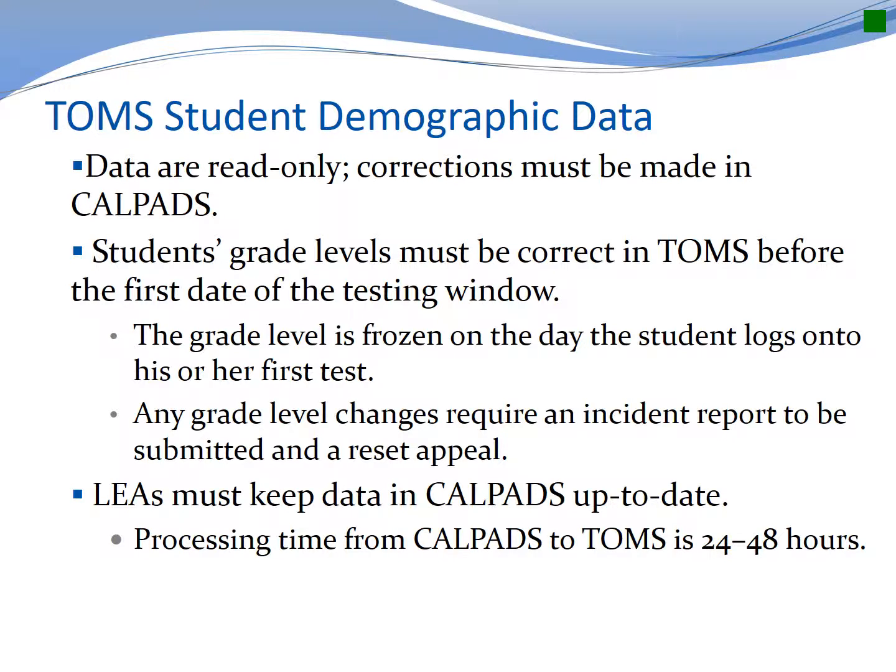Students' grade levels must be corrected in TOMS before the first date of testing. The grade level is frozen on the day the student logs on to his or her first test. Any grade level changes require an incident report to be submitted and a reset appeal filed.